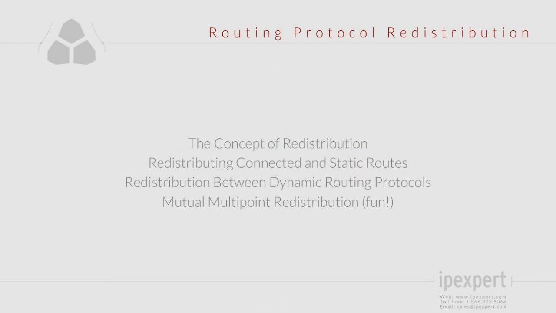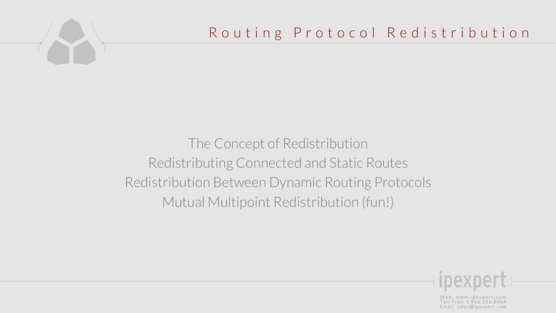We are going to take a quick look at redistributing connected and static routes. And even though it sounds like a simple process, there are little caveats there that you need to be on the lookout for. And then we are going to look at the redistribution between dynamic routing protocols. And finally, we are going to take a look at one of the most complex scenarios you can encounter in your networking, which is also fun, which is mutual multipoint redistribution.